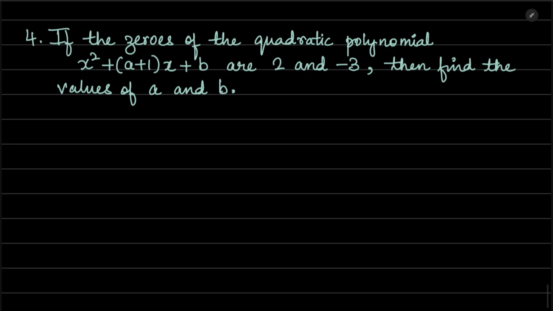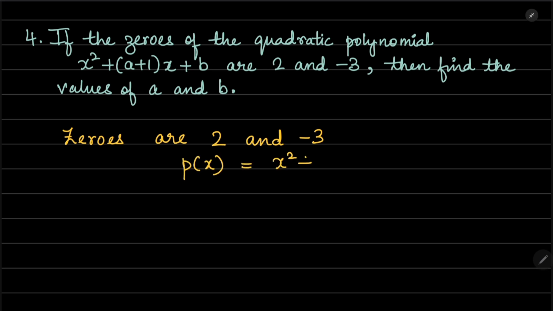If the zeros of a quadratic polynomial x square plus (a plus 1) x plus b are 2 and minus 3, then find the values of a and b. Now, the given zeros are, there are 2 zeros given because it's a quadratic polynomial. Maximum it will have 2 zeros. So, the zeros are 2 and minus 3. What is the given polynomial p of x? It is x square plus (a plus 1) multiplied by x plus b.